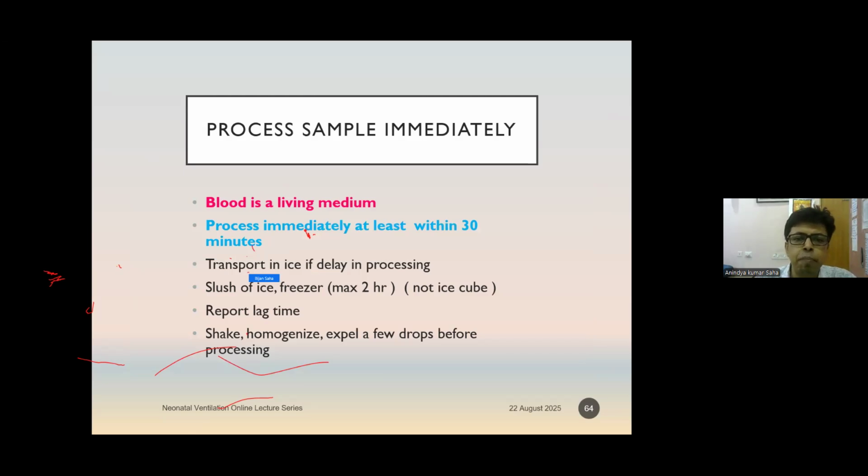We have to process the sample immediately because blood is a living medium and there is a change due to metabolism that will increase the carbon dioxide or decrease the oxygen if we keep it aside. So it has to be processed immediately, at least within 30 minutes. If it has to be kept for later, it has to be kept in a slush of ice. When it is taken out, it will be shaken, homogenized, and a few drops expelled before processing.